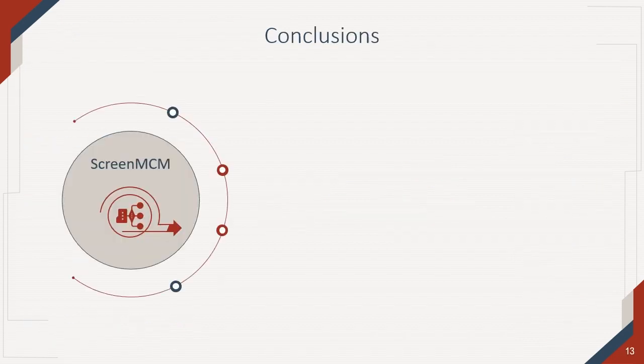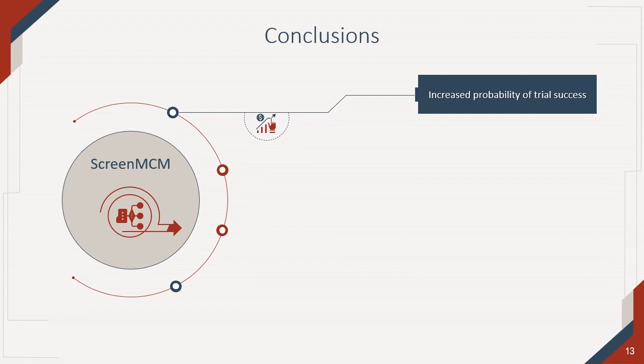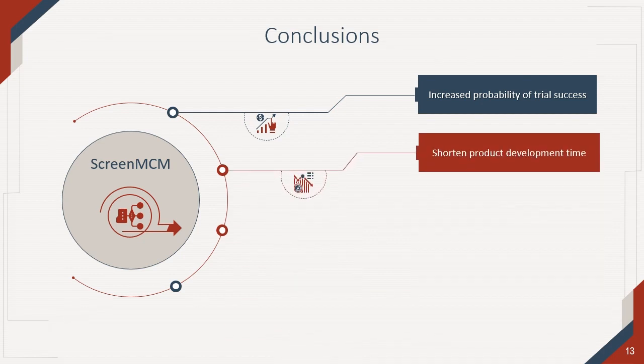To conclude, I have shown how a machine learning tool, namely ScreenMCM, was developed that can accelerate medical countermeasure development by achieving the following 4 results. ScreenMCM can increase probability of trial success because it can accurately predict the net treatment effect of a given product before actually testing it. ScreenMCM can shorten product development time because with data collected from only a 10-day study instead of 60 days, one can gain information on product effectiveness.